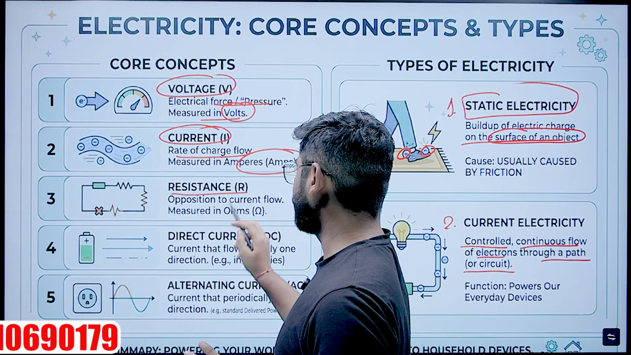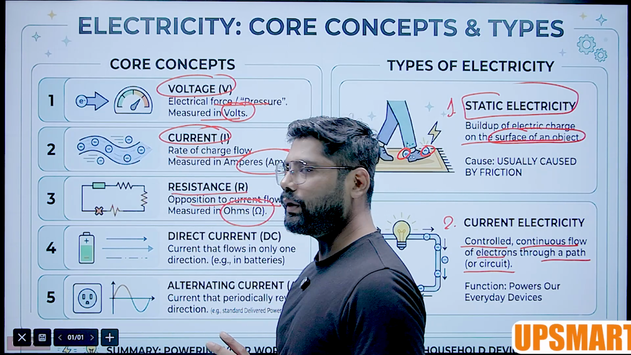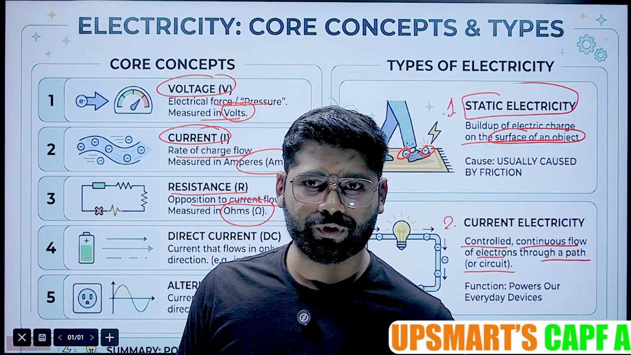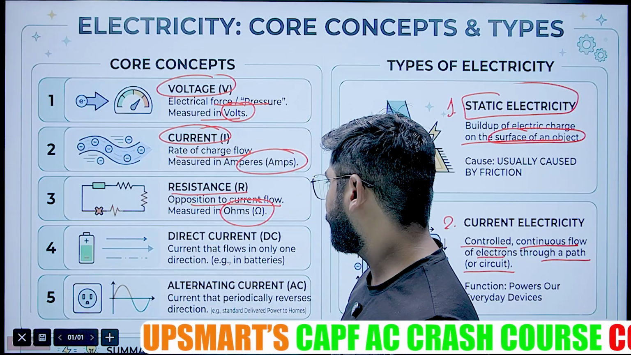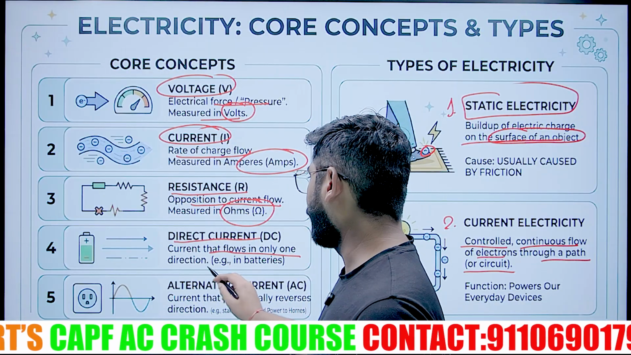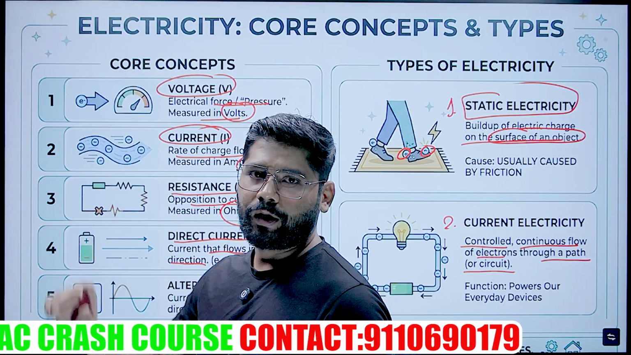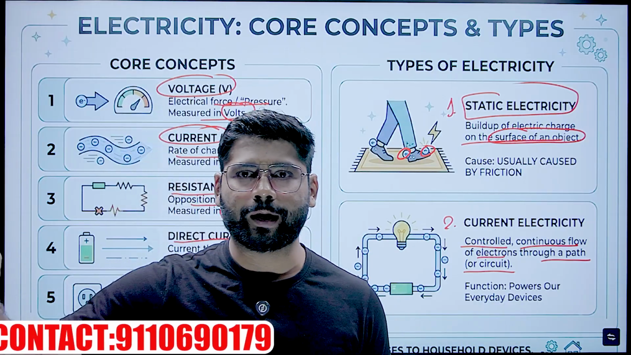Next, resistance. What is resistance? It is opposition to current flow. And how do we measure it? We measure it in ohms. We'll see resistance when we study ohms. Next, direct current. What is direct current? The current that flows in only one direction. Only one direction means it comes from the source and it must be utilized. You cannot send it back.